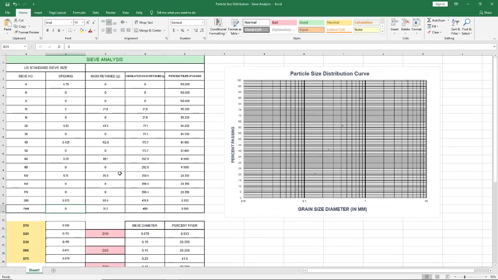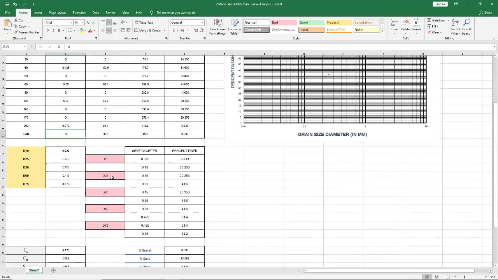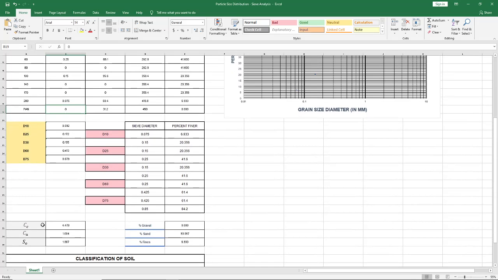So after the chart, we will now get the D10, the D25, D30, D60, and D75, in order for us to get the Cc, the Cu, and the So, which gives us the grade of the soil or its classification.